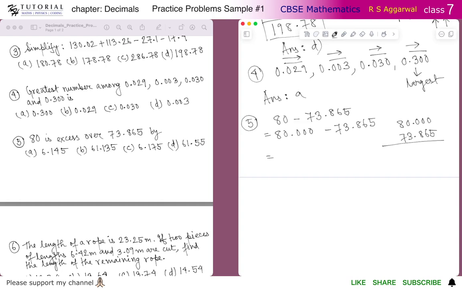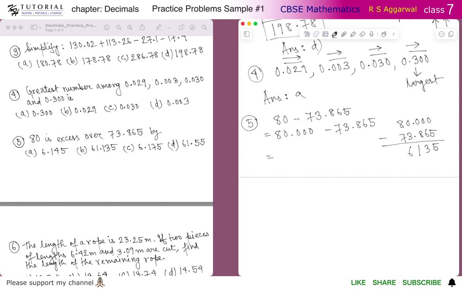Now we do the subtraction just like whole numbers. So what will be the result? 5, 10, 7, 3, 9, 1 and 4, 6. Okay, so this is the result. I hope I am right.